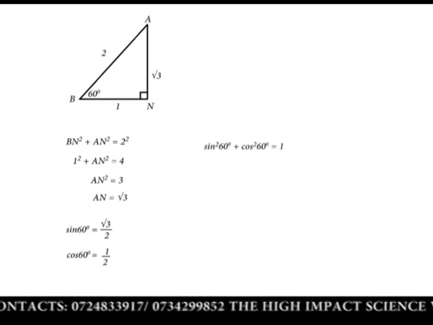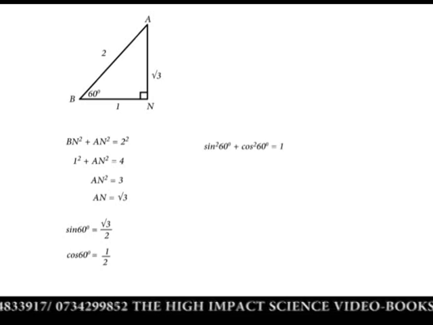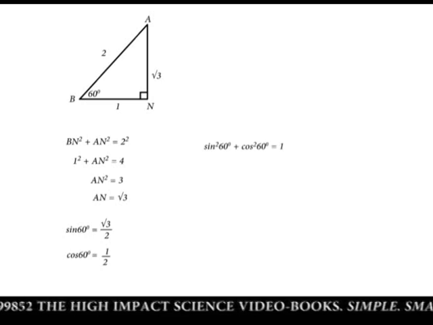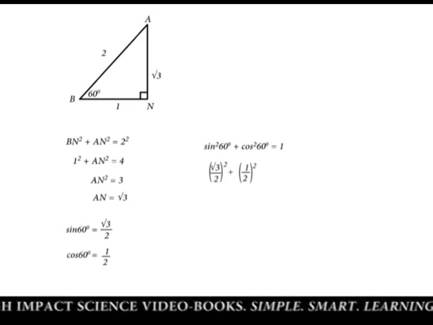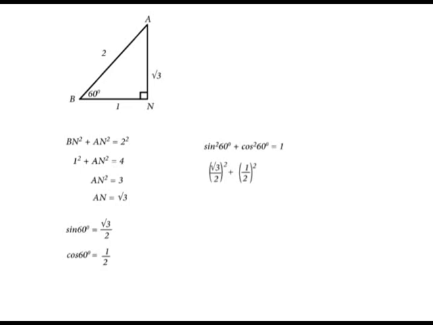Sin squared 60 plus cos squared 60 will therefore be equal to (root 3 over 2) squared plus (1 over 2) squared. That gives us 3 over 4 plus 1 over 4, which is equal to 4 over 4, and that is equal to 1. And therefore sin squared X plus cos squared X is indeed equal to 1.